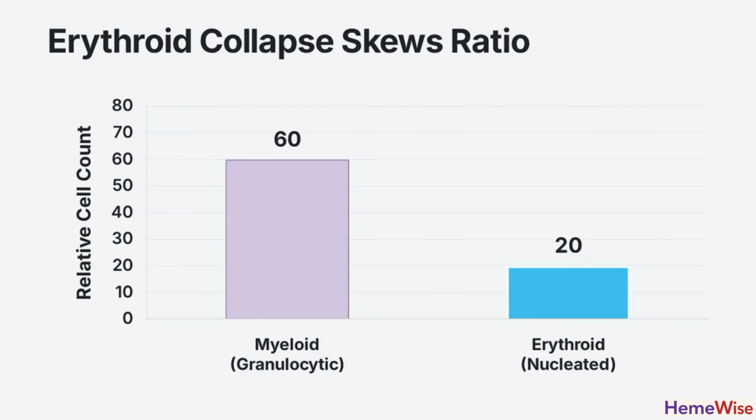A high M/E ratio does not always mean myeloid expansion. In cases of pure red cell aplasia, the erythroid compartment shrinks. This causes the ratio to spike even if the myeloid cell count is entirely normal.